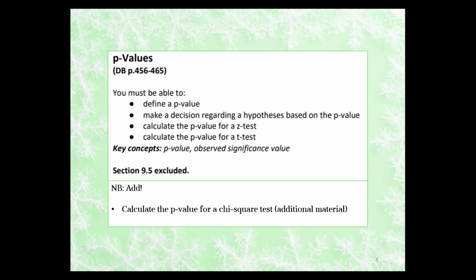Now, the first thing I want you to do is just check your study guide where you get all the information about what you need to be able to do. So you need to know what a p-value is and to be able to define it. You need to make decisions about your hypotheses based on p-values, and you'll see it's actually quite simple to do that. And then you need to be able to calculate p-values for z-tests and t-tests, and I want you to add to that you need to be able to calculate p-values for chi-square tests as well. So that is part of our additional material.